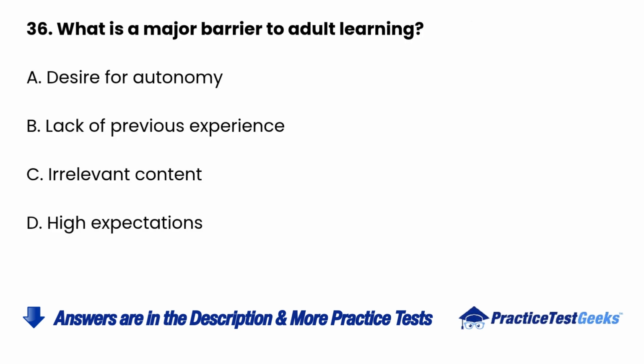36. What is a major barrier to adult learning? A. Desire for autonomy. B. Lack of previous experience. C. Irrelevant content. D. High expectations.